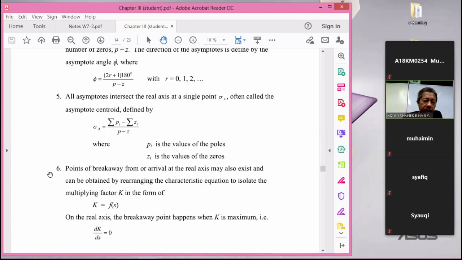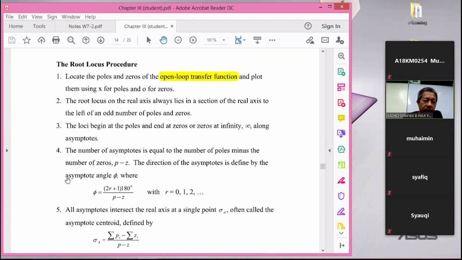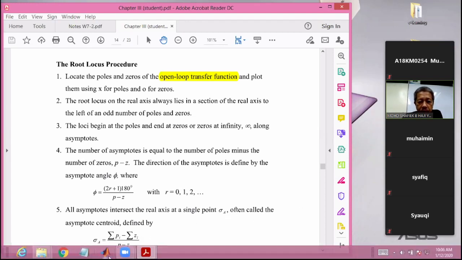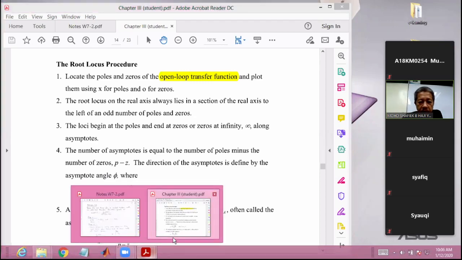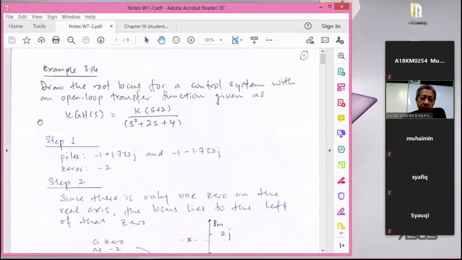All right, so again, we are going to go through this again. Don't worry too much if you don't get this the first time. You're going to have plenty of opportunity today. We're going to do maybe more examples today. All right, so let's take a look at example 3.14.